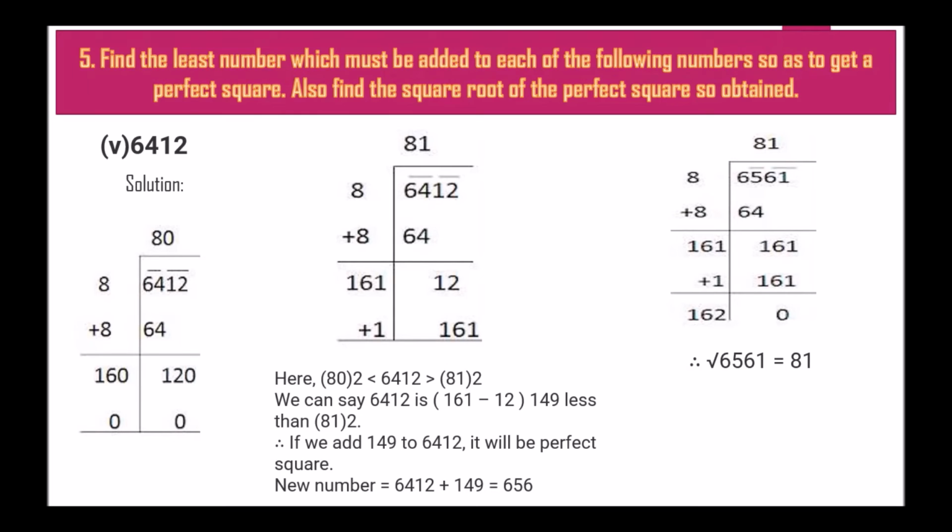Next, 6412. So 6412 is more than 80 square and less than 81 square. So we have to add 149. If we add 149 to 6412, it will be a perfect square. So the new number is 6561, which is the perfect square of 81.